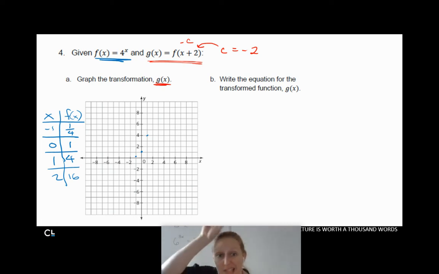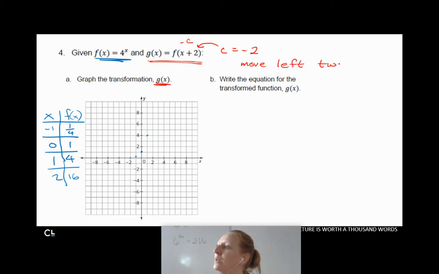And so because the formula is x minus c, I have to do the opposite, right? I got to work backwards here. So that means I'm going to move left 2 units. So I'm going to take all 3 of these points that we just made, and I'm just going to go left 2 units. And that's all I'm going to do. You know what I mean. So I'm going to take this guy and I'm going to go 1, 2 to the left. And this guy, 1, 2 to the left. And this guy, 1, 2 to the left.